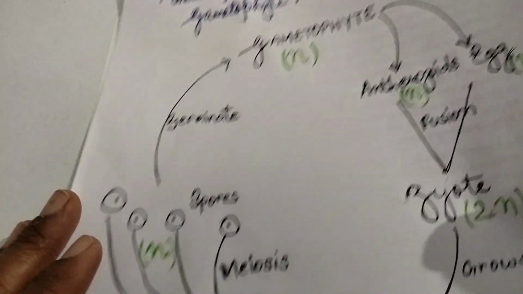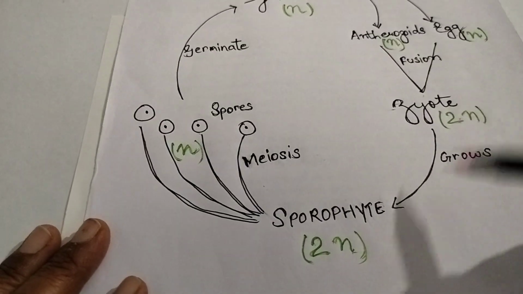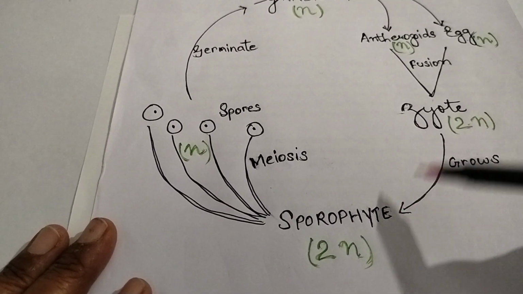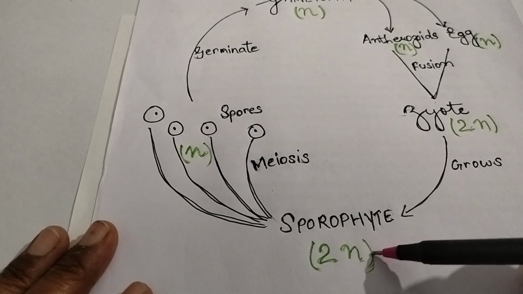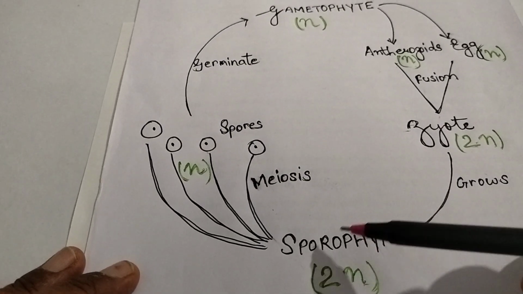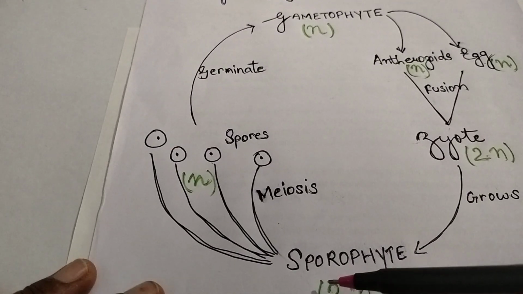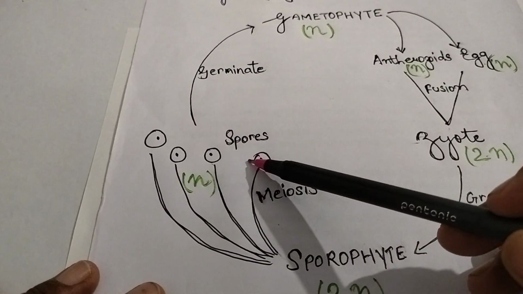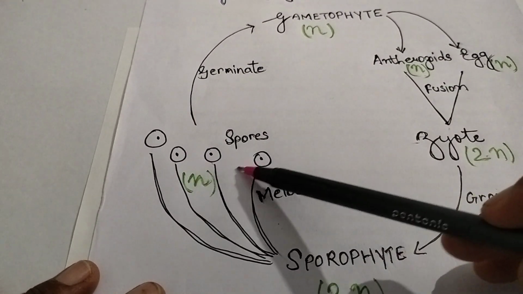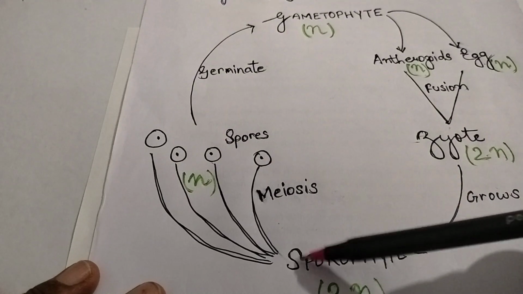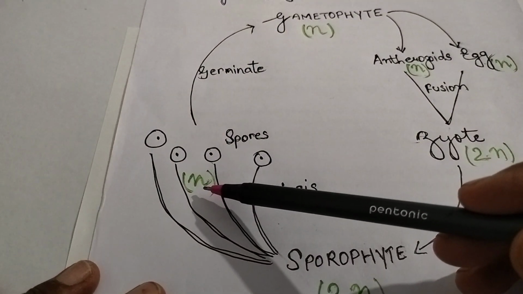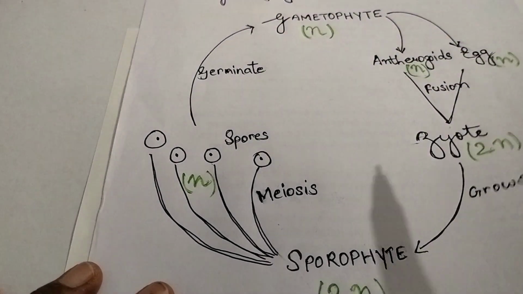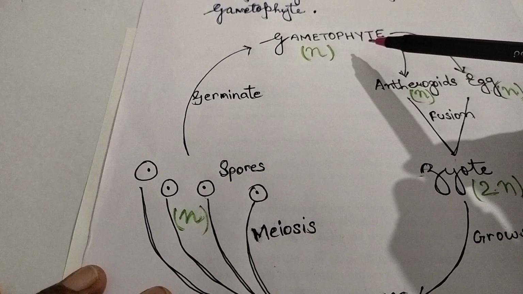Now the zygote becomes diploid. This zygote then grows and forms sporophyte. Since the zygote is diploid, the sporophyte will be diploid. Some cells of this sporophyte undergo meiosis, reduction division, to form spores. As reduction division has taken place, these spores are haploid. These haploid spores germinate and again form gametophyte.